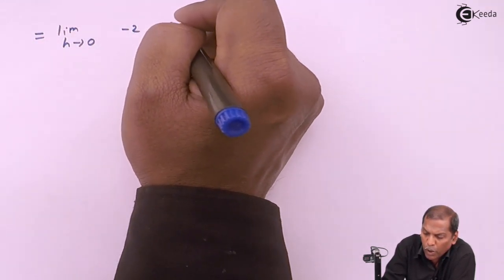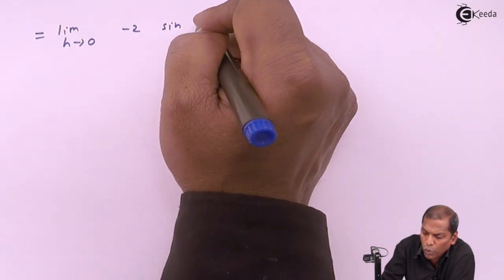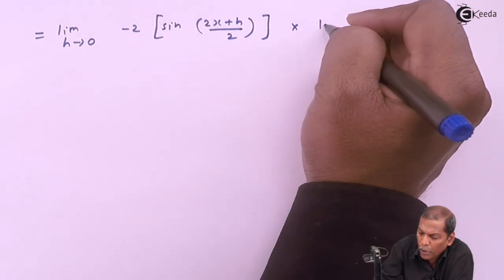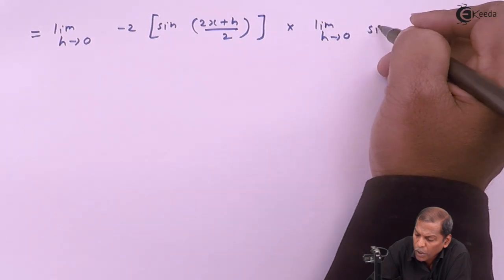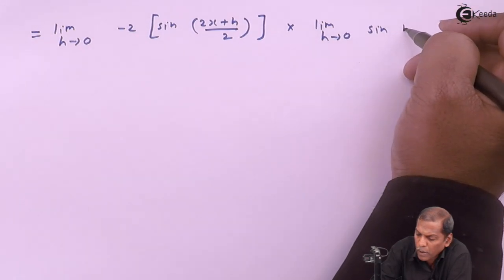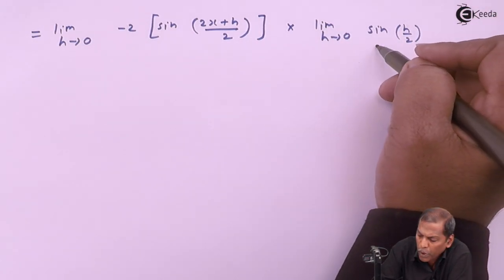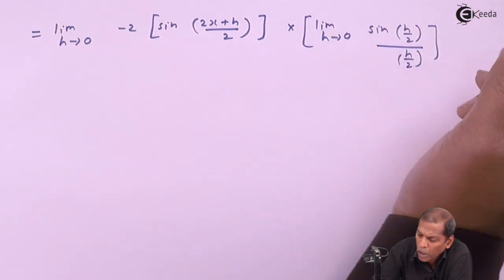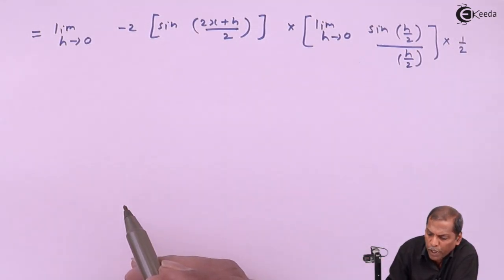minus 2 into sin((2x+h)/2) into limit h tends to 0 sin(h/2), where we cancel plus x minus x, so we are left with h by 2, and in the denominator we have h, so we write h by 2 to get the sine rule and into 1 by 2. So this is a required adjustment.